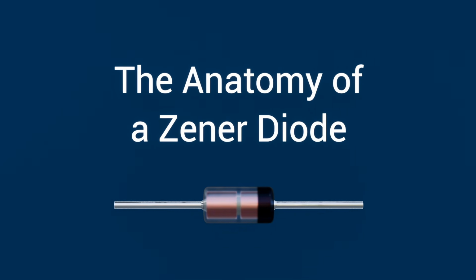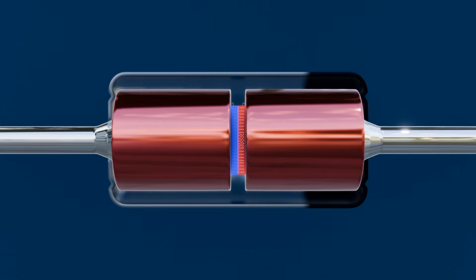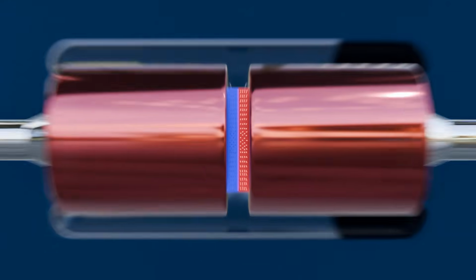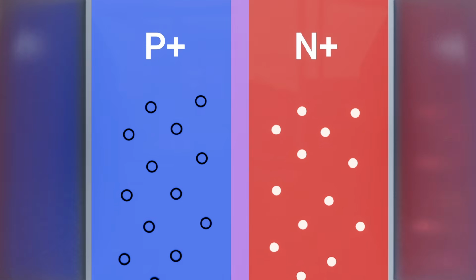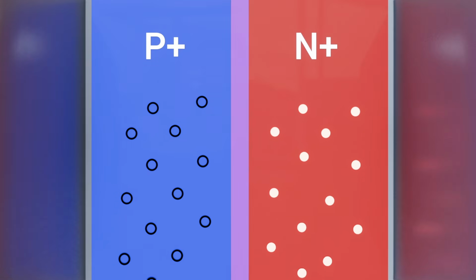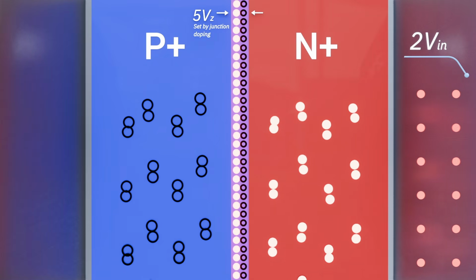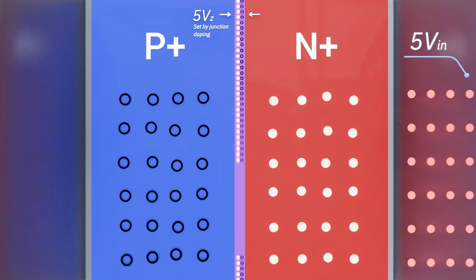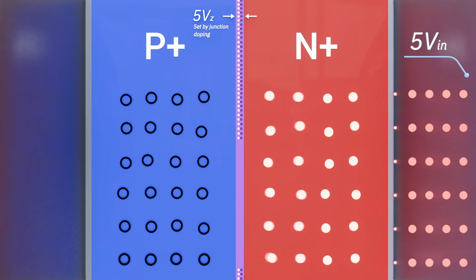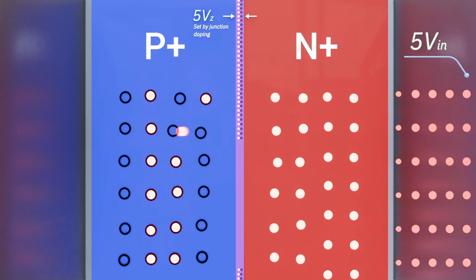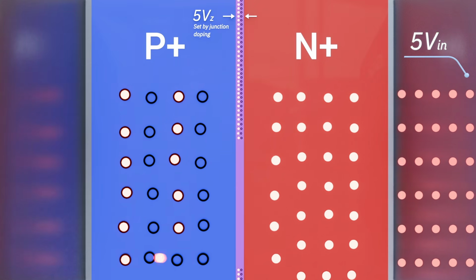The anatomy of a Zener diode. Now let's take a look inside a Zener diode and see what actually makes it different from a standard diode. At its core is still a semiconductor die with a PN junction, but in a Zener diode, that junction is deliberately designed with specific doping levels. This heavy and precise doping determines how thin the depletion region is and sets the exact Zener breakdown voltage of the device.